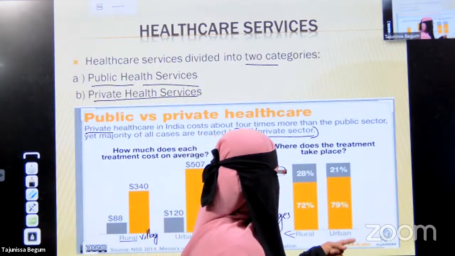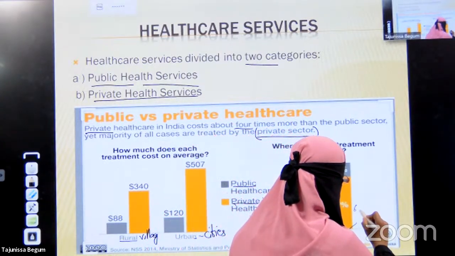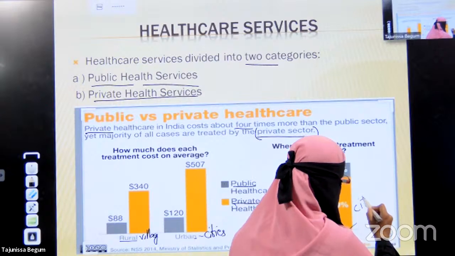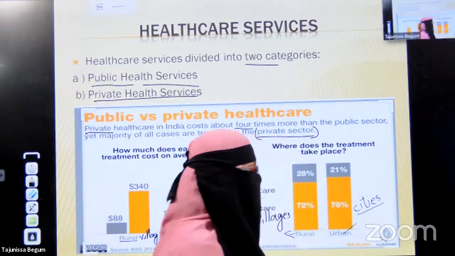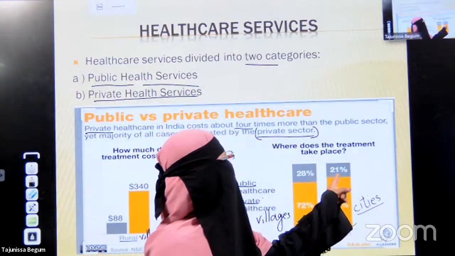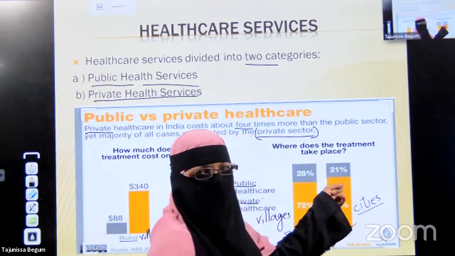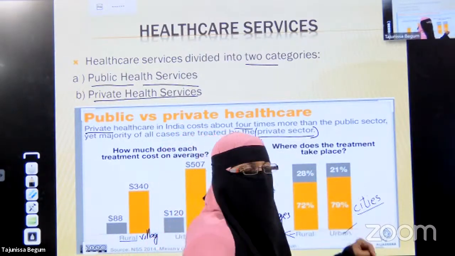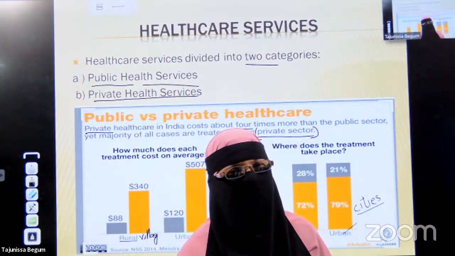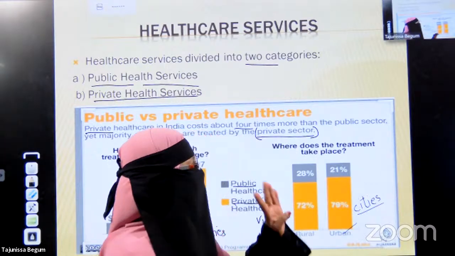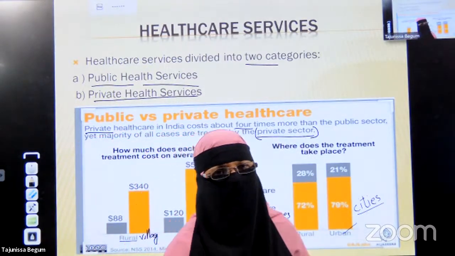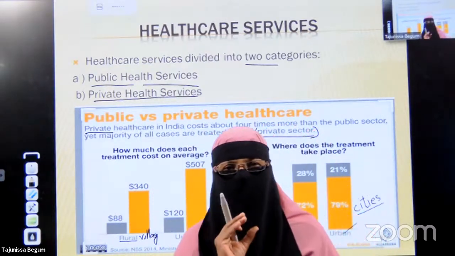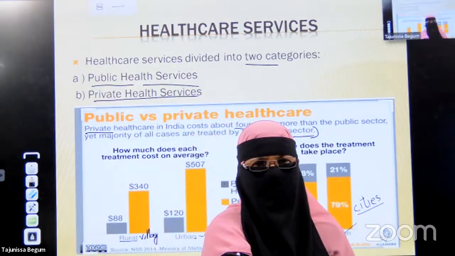When you see urban areas, in cities, even there 21% of people go to government sectors for treatment, whereas 29% go to the private sector. So in this way, the private sector is working hard, 4 times more than the public sector. Now I think you have clear knowledge about the public sector and private sector. Fine.